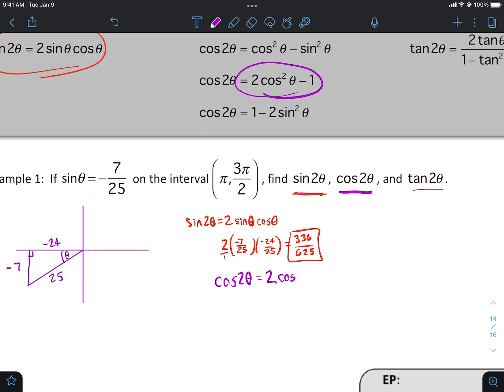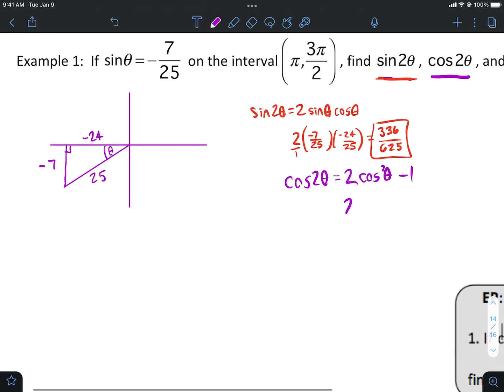Probably not even necessary to actually rewrite it again. So now what we're basically saying is I need 2 times your cosine fraction, and then we are going to square that fraction, whatever it is, and then we'll need to get a common denominator and eventually subtract off 1. So cosine, let's go back and look at that. That would be negative 24 over 25, the adjacent over the hypotenuse to your angle.